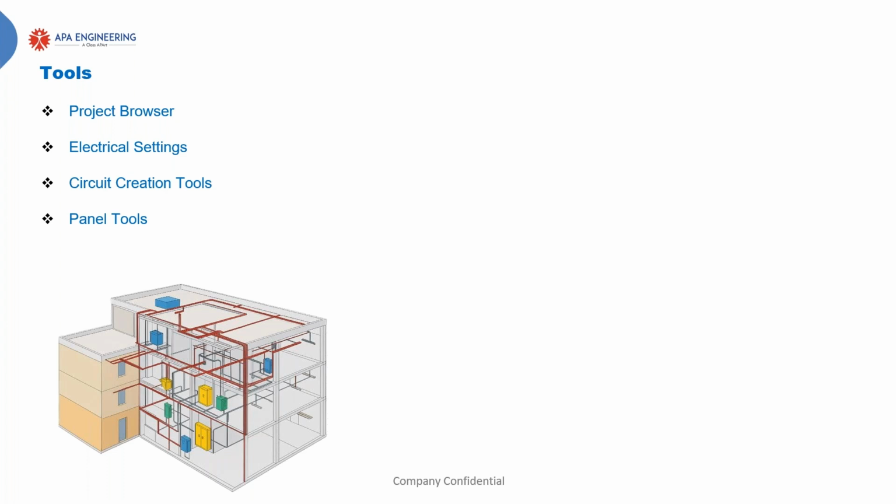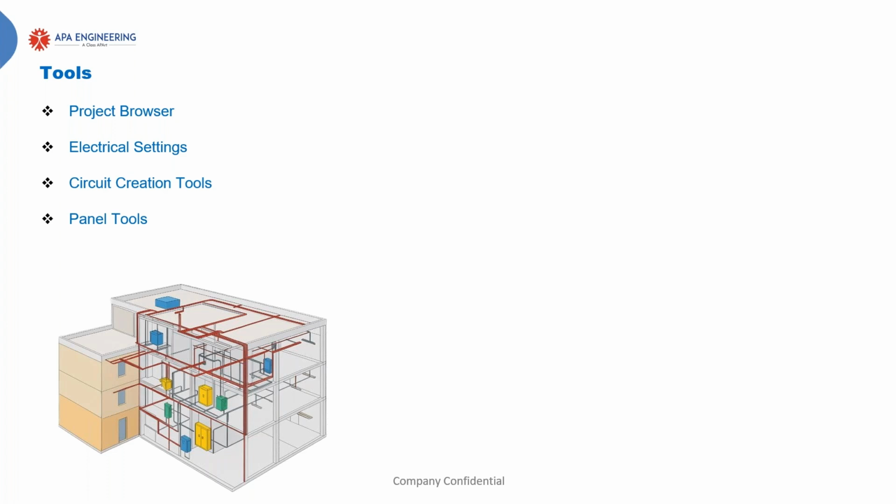Then electrical settings. Electrical settings is a tool that helps us to add the standards that need to be followed in the particular project. For example, if we have to freeze the voltage to be used in the project, we can add it in the electrical settings, and that will be followed throughout the project. And then circuit creation tools, which will help us to loop in all the devices easily through simple clicks. And then panel tools will help us to place or locate the panels and also generate schedules from the panels.